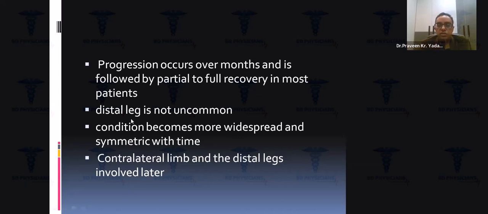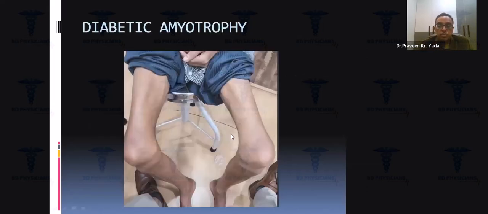Distal involvement is rare, but it can occur. And the condition can be bilateral also, and it can be symmetric over time. So it's not just unilateral, it may spread to bilateral involvement. This is one of my patients. You can see there is severe wasting of the quadriceps muscles here, and the right side is also mildly wasted. So it's a bilateral condition, more on the left side compared to the right side.